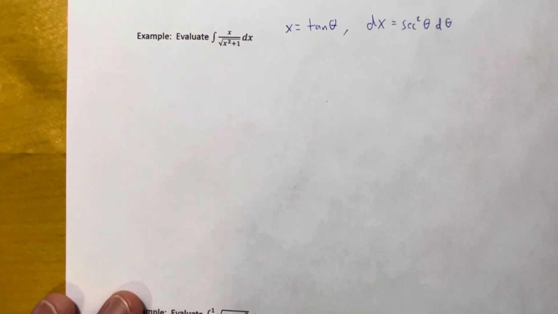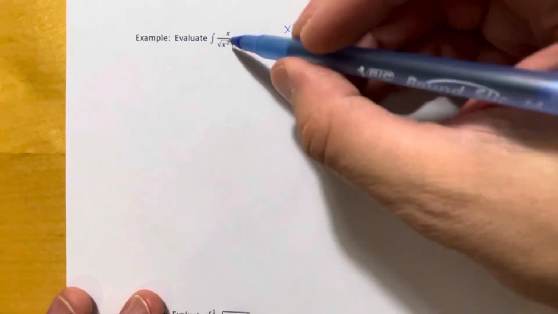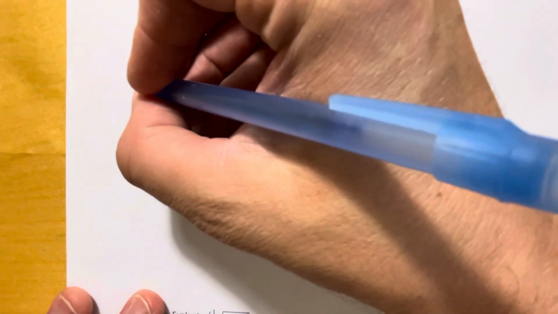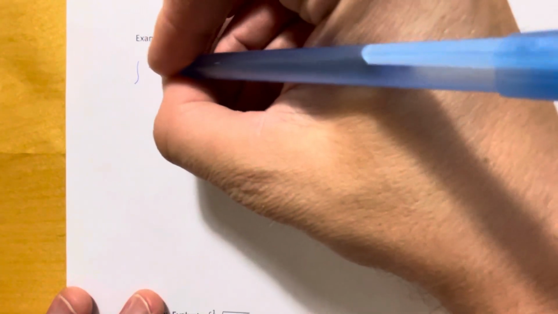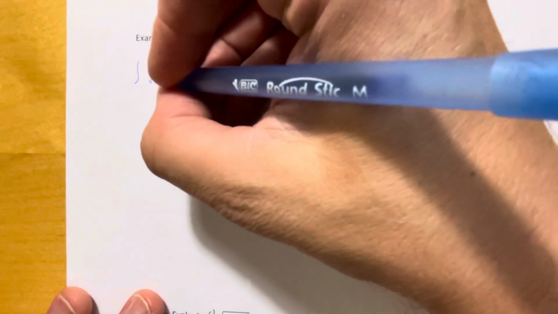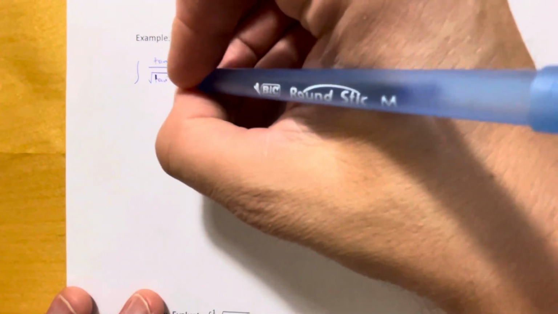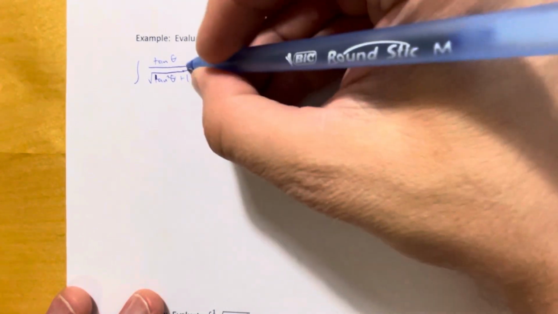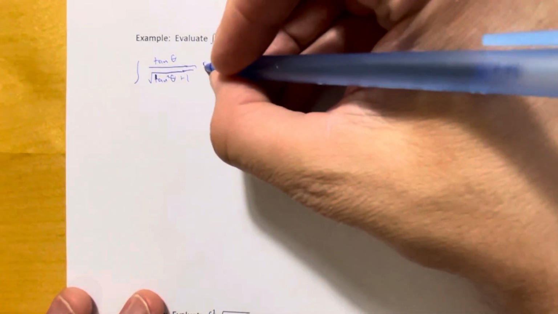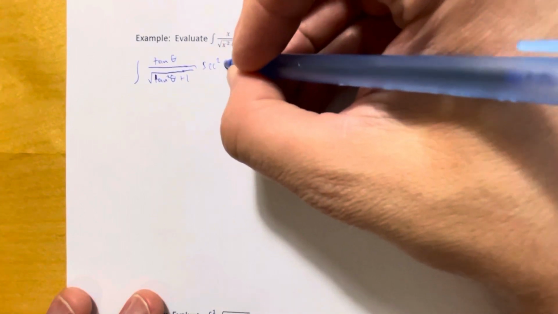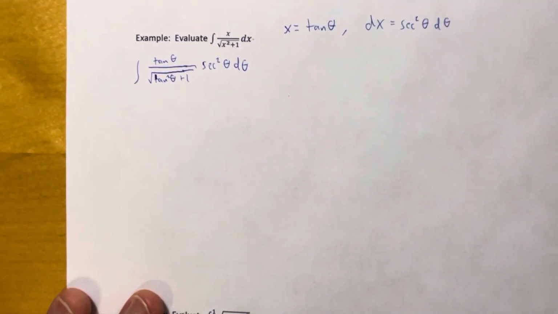Now looking for where the substitutions would go. Plugging in for all of the x's here, a tangent of theta. I'm going to get tangent of theta in my numerator. In my denominator, the square root of x squared will look like tangent squared of theta. And then I have that plus 1 right there. Okay? My dx is going to become secant squared of theta d theta. So far, so good. Now, my denominator.